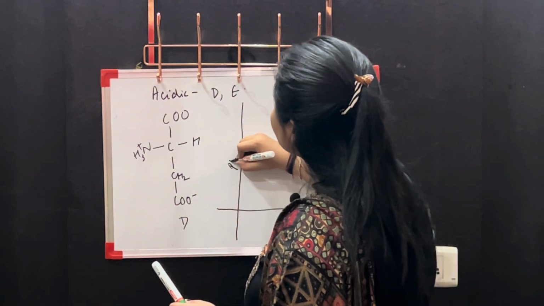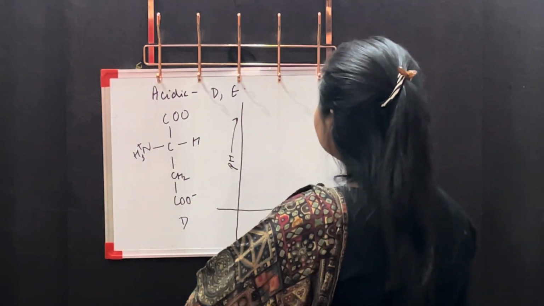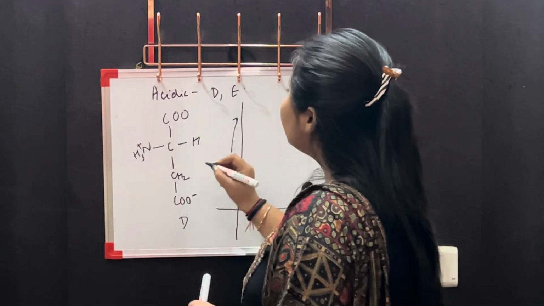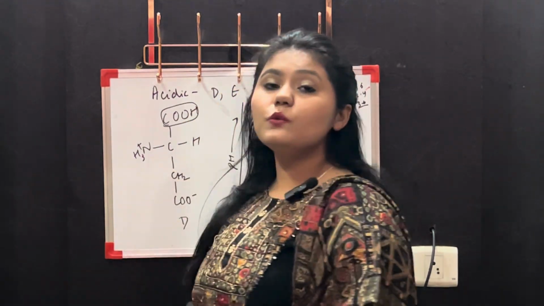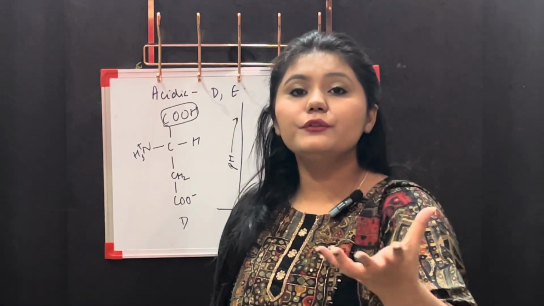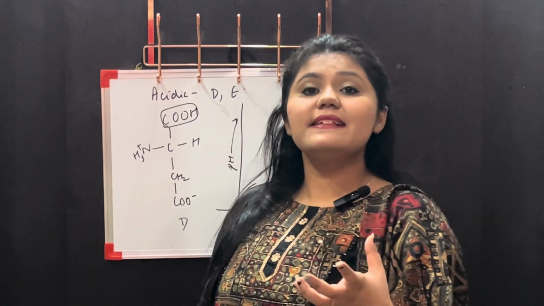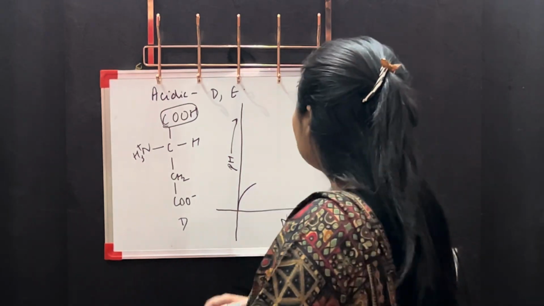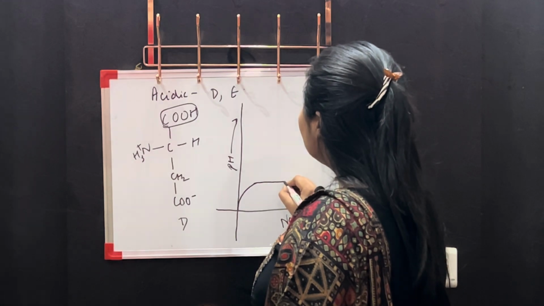Then we have pH on the y-axis. As we keep adding, the pH keeps increasing. Then the main chain COOH group will start losing its hydrogen ion into the solution. That means it will ionize itself. It will donate the hydrogen ions to the solution, and it will remain like this.